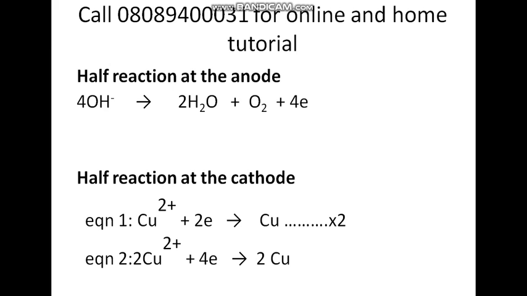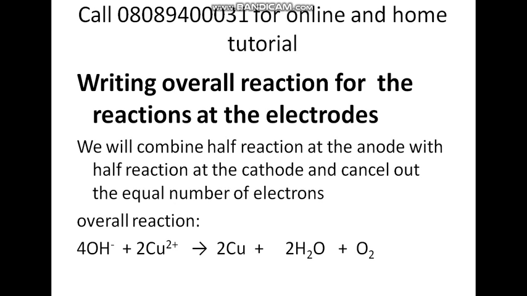How do we write the overall reaction at the electrode? Overall reaction is the combination of half reaction at the anode and half reaction at the cathode, and the equal number of electrons, that is 4 moles of electron, is cancelled out. Thus, the overall reaction for this electrolysis is 4 moles of hydroxy ion plus 2 moles of copper ion to give 2 moles of copper element plus 2 moles of water plus 1 mole of oxygen gas.